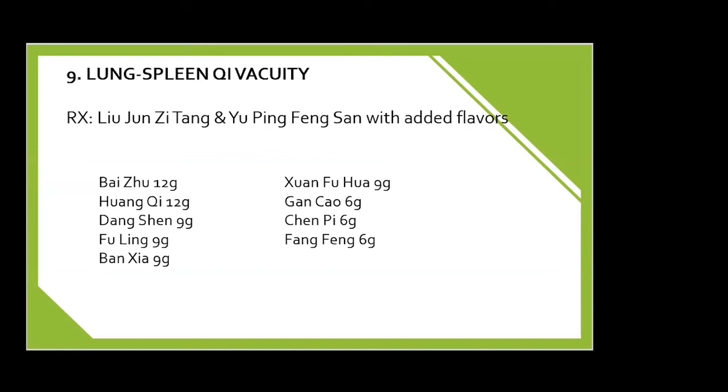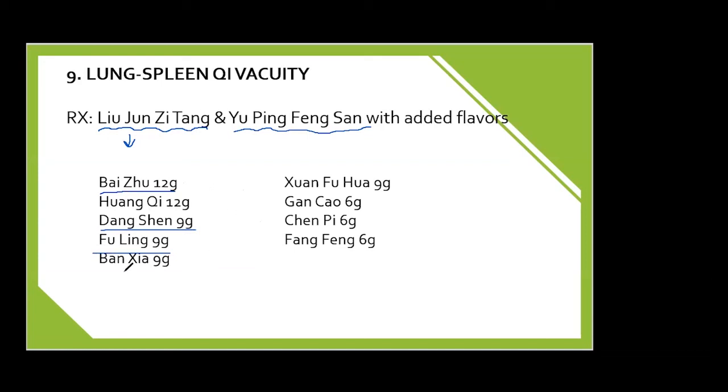So the formula we use: Liu Jun Zi Tang plus Yu Ping Feng San. Liu Jun Zi Tang, that's the qi tonify herbs. So basically, here we still modify the Liu Jun Zi Tang. Bai Zhu, Dang Shen, Fu Ling, that's in Liu Jun Zi Tang.